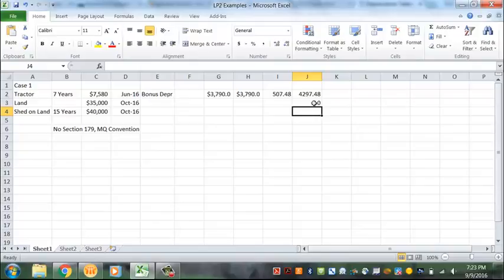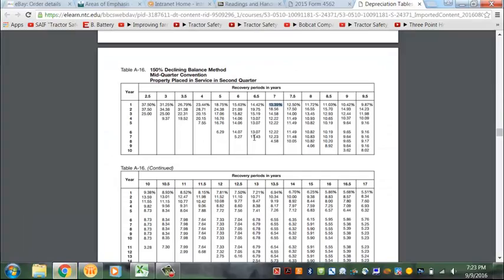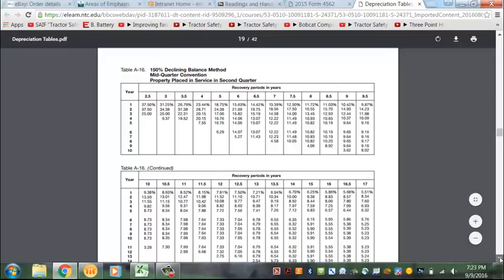It's irrelevant either way. So for the shed, we are not taking any bonus depreciation. We are not taking any Section 179. So we know that our full $40,000 is going to be subject to the depreciation percentage we find. We can go back to our tables, and we then have to move down because this is a mid-quarter asset that was placed in service in fourth quarter.